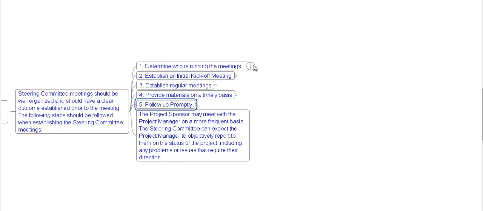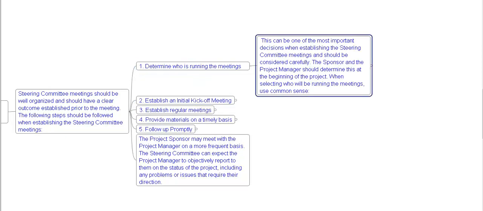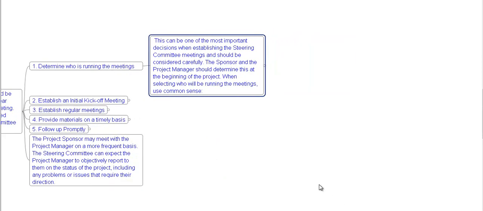Determine who is running the meetings. This can be one of the most important decisions when establishing the steering committee meeting and should be considered carefully. The sponsor and the project manager should determine this at the beginning of the project. When selecting who will be running the meetings, use common sense.